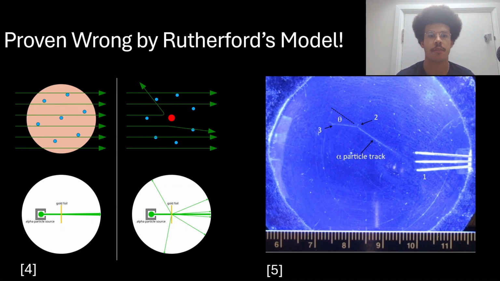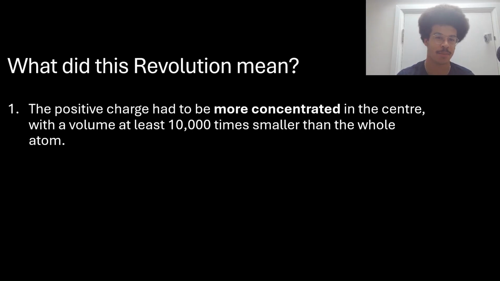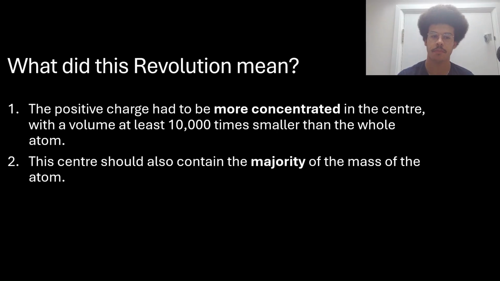And what that means, therefore, and what Rutherford argued, is that there must be a very dense center of positive charge, and there must be basically no positive charge anywhere else. So yes, the positive charge had to be more concentrated, it had to be in the center, and it had to be about 10,000 times smaller than the entire atom, which was a revolutionary thought. And this center should also contain the majority of the mass of the atom. So the electrons themselves would not have much mass, it would mainly be the nucleus.